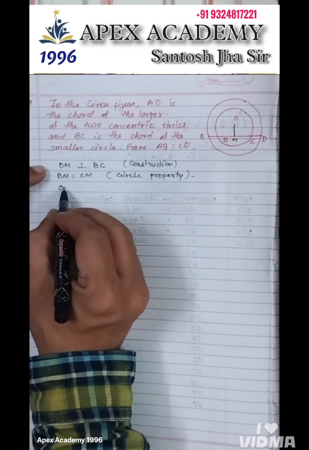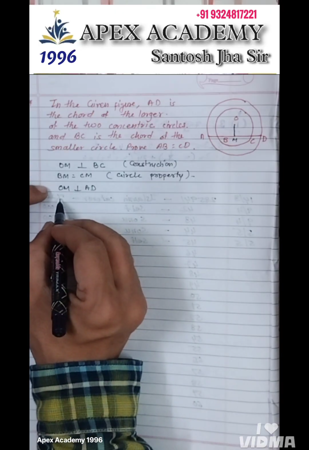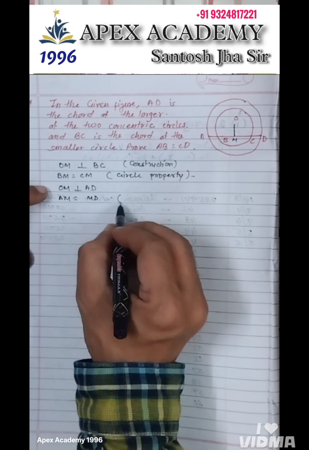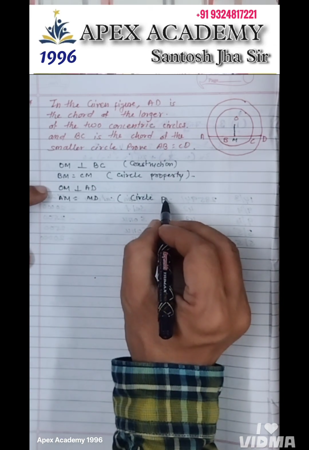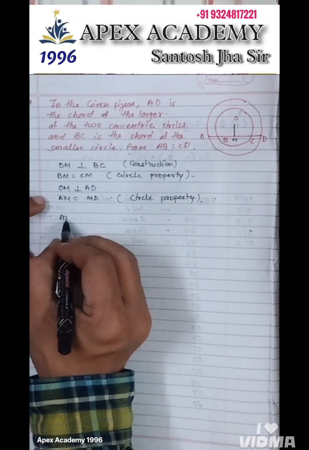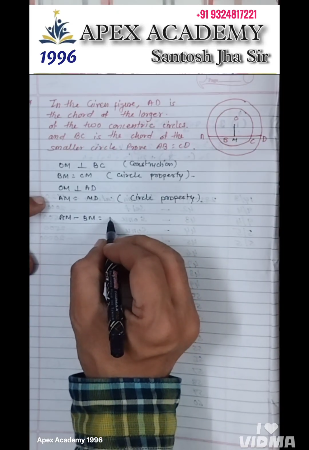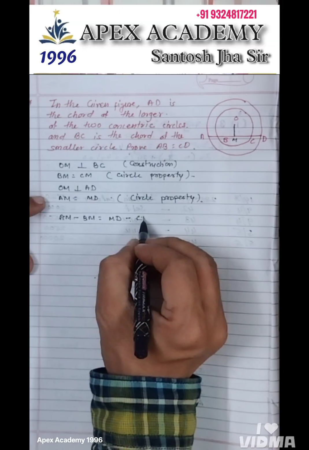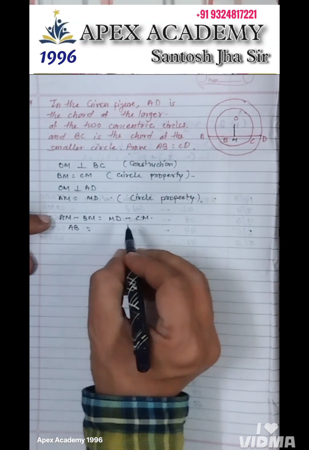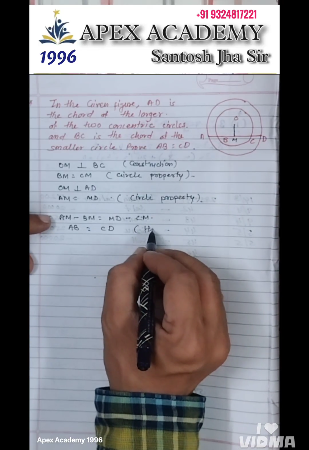OM is perpendicular to AD, and in the same way we'll get here AM equals MD. Again this is a circle property. Okay, so now from AM we'll subtract BM, and on this side from MD we'll subtract CM. So AM minus BM will give AB, and MD minus CM will give CD. Hence proved.